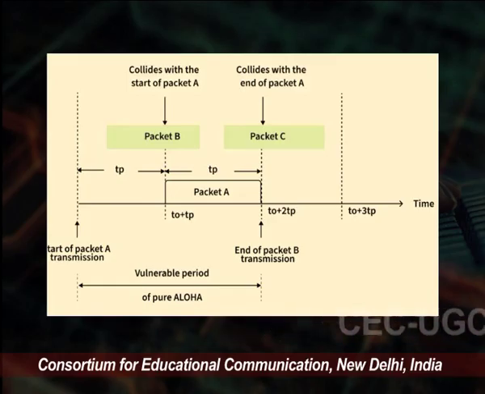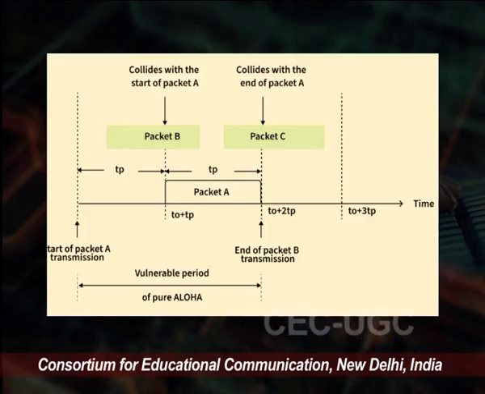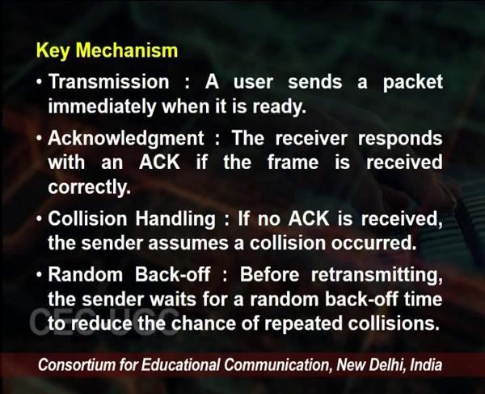So, basically our vulnerable period is going to be 2 slots, where Tp is 1 slot. In 1 slot, packet A has a probability of collision with packet B, and in another slot it has the probability of collision with packet A, packet B as well as packet C. So, this is the vulnerable period of pure ALOHA, as you can see on the screen, which equals 2 time slots. After 2 time slots the vulnerable period is not going to be there.